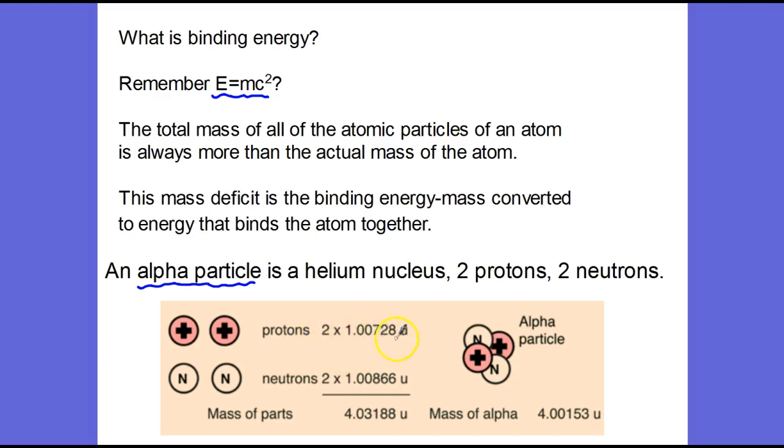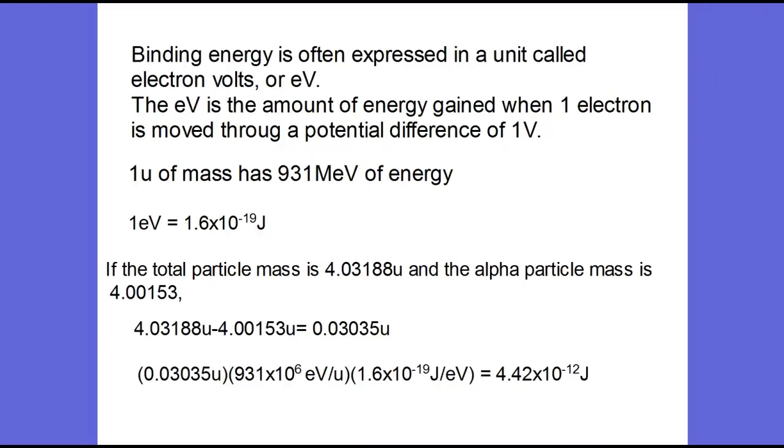So to get its mass, you would do 2 times the mass of a proton plus 2 times the mass of a neutron. This is the mass of all the parts of an alpha particle, but an alpha particle only has this much mass. The difference in those is the binding energy in U. It's often expressed in another unit called the electron volt. The electron volt is the amount of energy gained when one electron is moved through a potential difference of 1 volt, so 1 electron volt.